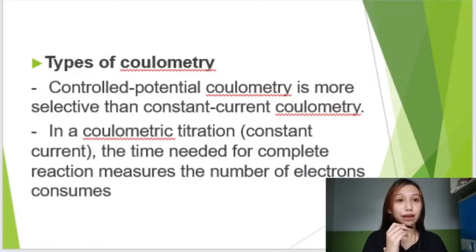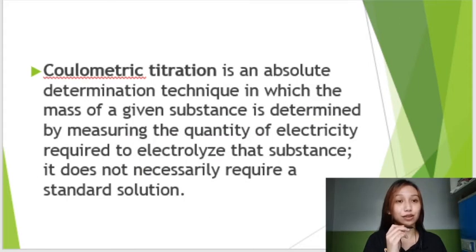There are two types of coulometry. The first one is the control potential coulometry. Then the second one is the coulometric titration. The control potential coulometry is more selective than constant current coulometry. In a coulometric titration, the time needed for complete reaction measures the number of electrons consumed.